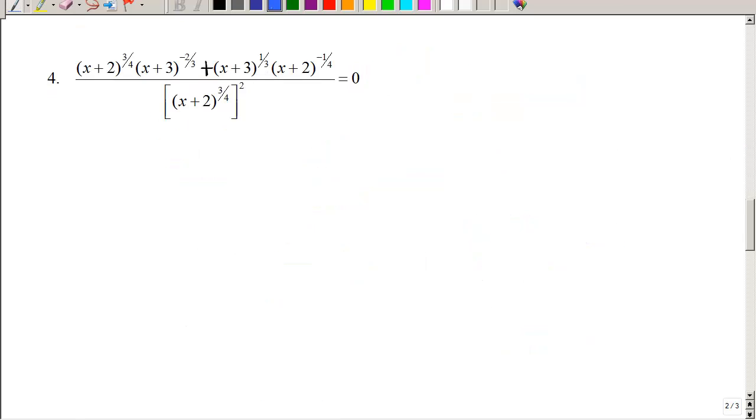Right, on number 4, look at that numerator. We have lots of things we can factor out. So I'm going to take out the x plus 3 to the negative 2/3 and x plus 2 to the negative 1/4. That's going to leave me an x plus 2 to, yes, the first power, 3/4 minus a minus 1/4. You're kind of seeing that pattern. That's going to go away.